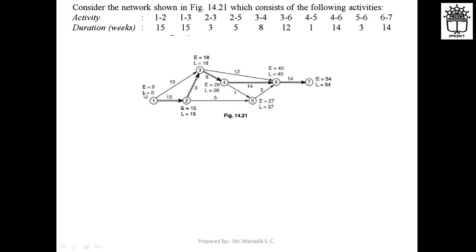Okay, now don't see that E and L. What E and L are, we will discuss in ladders. Just see this diagram carefully. Now for activity 1 to 2, the duration required is 15 days. Similarly for 2 to 3, it is 3 weeks. Then for the 1 to 3 activity, the duration required is 15 weeks. That is just mentioned on those arrows.